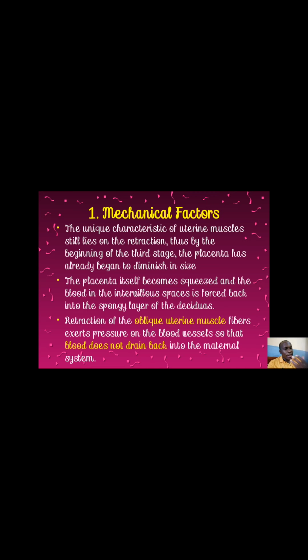intravenous space and back into the sponge layers of the deciduous membrane or deciduous layer. The retractions of the oblique uterine muscle fibers exert pressure on the blood vessels so that blood does not drain back into the maternal system. Kwamba uterus inaundwa na muscles nyingi, mojawapo ni oblique uterine muscles. So these muscles, ambazo muscle fibers zina exert pressure kwenye blood vessel, ambayo hiyo blood vessel itavimba.